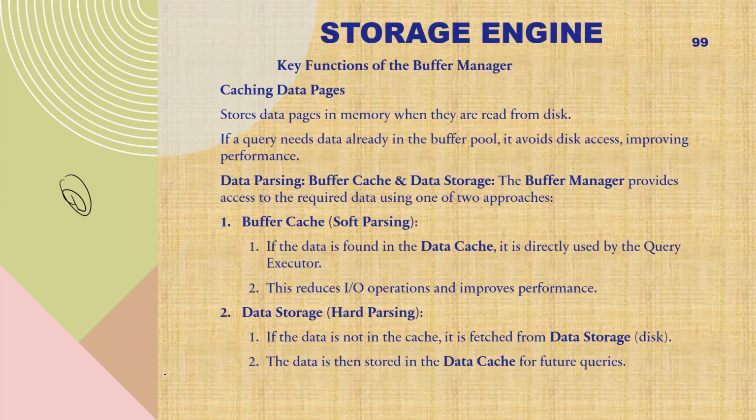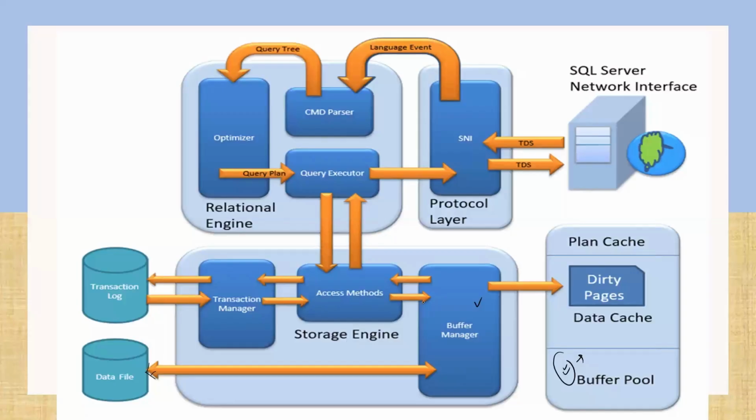So what will happen in the buffer manager? Caching of data is happening in the buffer manager. Generally, this stores data in memory. Suppose we are running a select query and the data is not there in the buffer manager; it will move to the data file, and again this will move back to the buffer manager. So it is going to store that information.